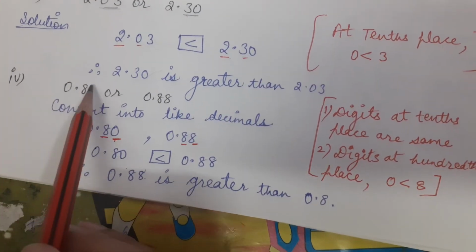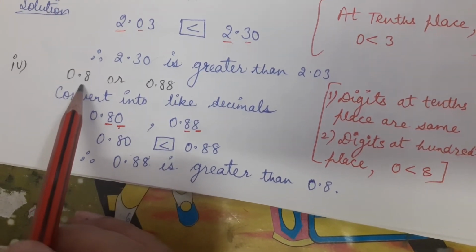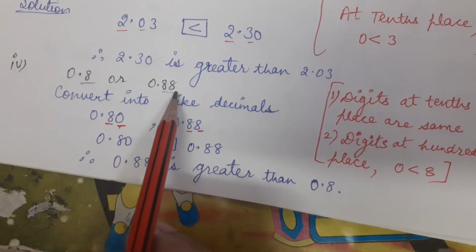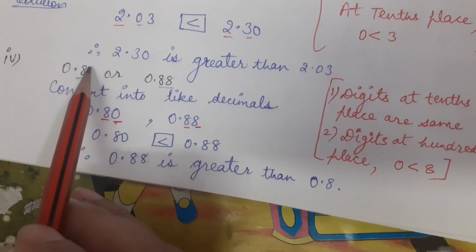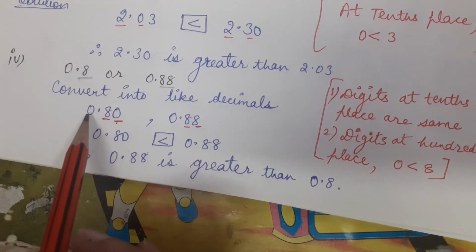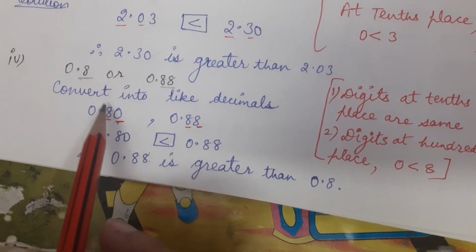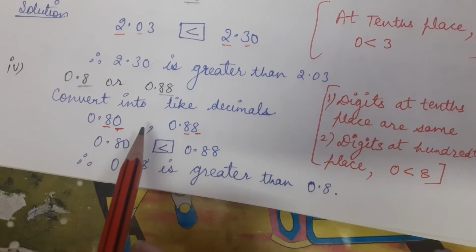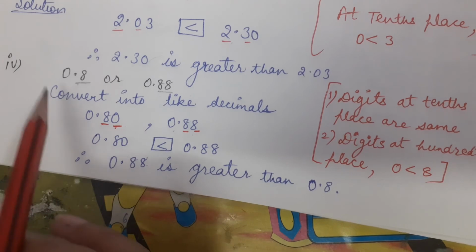Next part is 0.8 or 0.88. Now in this case the decimal places are 1 and 2, so we need to convert into like decimals. How? We write just 0 here, so 0.8 becomes 0.80. It will become like decimals and this is 0.88. Now we can compare the whole part. What is the whole part? It is 0 in both. 0 is same, so move further.